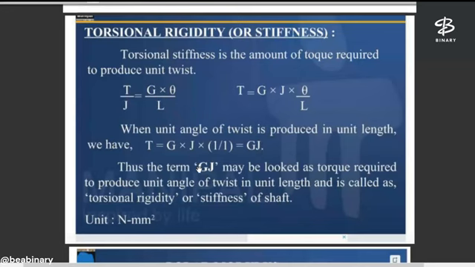Thus, the term GJ may be looked at as the torque required to produce unit angle of twist in unit length, and is called torsional rigidity or stiffness of the shaft. And its unit जो है, it is in Newton mm square.